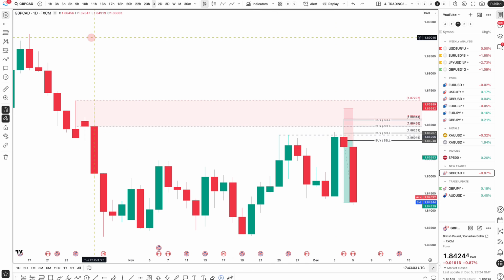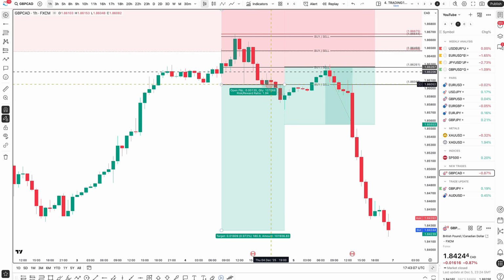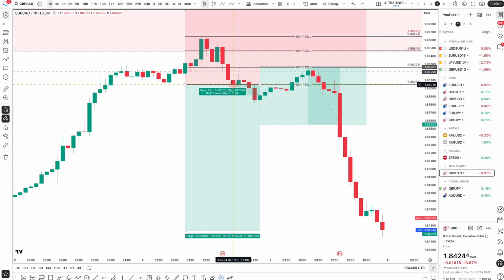So again, breaking it down and really where I got involved in this. My initial entry was here, when price came down to around this entry here. This price here, the 86, it was 1.8604. That's where my initial entry was.